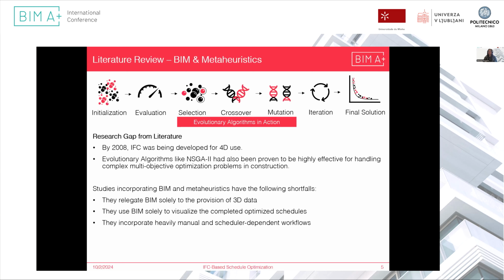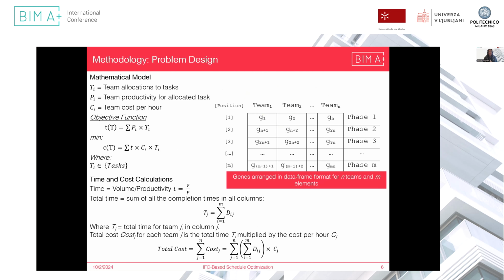Or it would only be used post optimization in order to visualize the schedules, or it would incorporate heavy manual and scheduler dependent workflows. For example, there was a study where the scheduler would come up with the schedule manually, and then only certain overlapping items would be optimized. So again, we are trying to solve this by using the IFC as a container, and specifically to use the global unique identifiers for each element to feed directly into the optimization module.